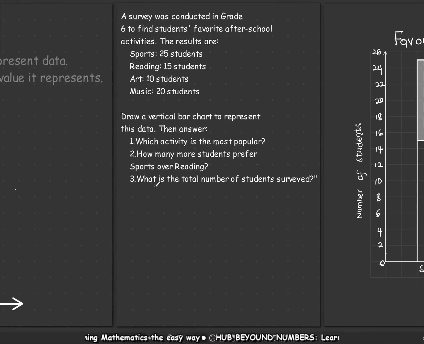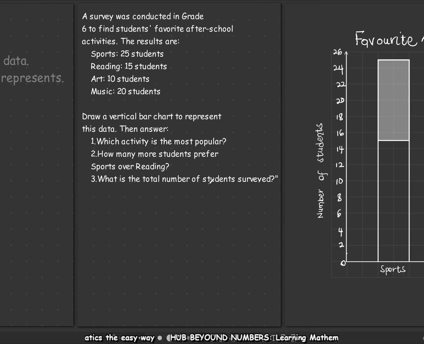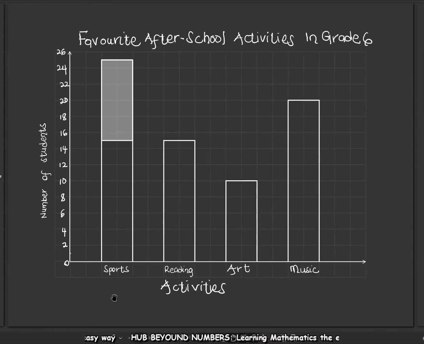Then what is the total number of students surveyed? To get the total number of students that was surveyed, we are going to add our 25, the number of students who chose sports, to 15, to 10, and then to what? 20. And I think that gives us 70. It means a total of what? 70 students were surveyed. That brings us to the end of what we have here.